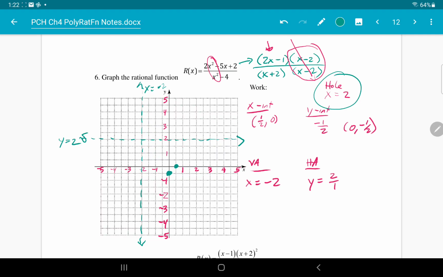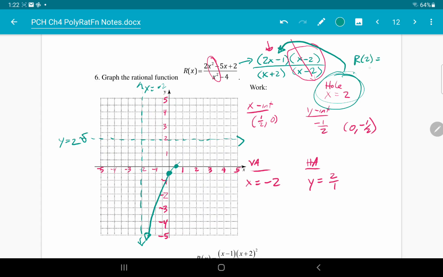Now, the common misconception a lot of students make a mistake on is, oh, since we have a hole at 2, that's going to be a hole at (2, 0). That is not necessarily true. What we need to actually do is plug the hole, x equals 2, into your actual function and see what the y value would be if it were to go through 2. So we're going to plug in r of 2.